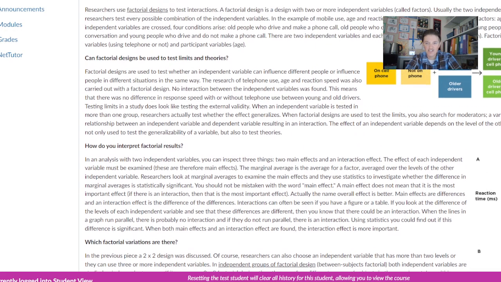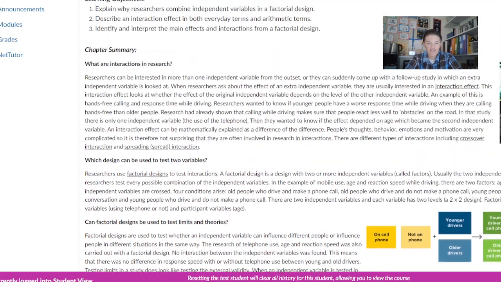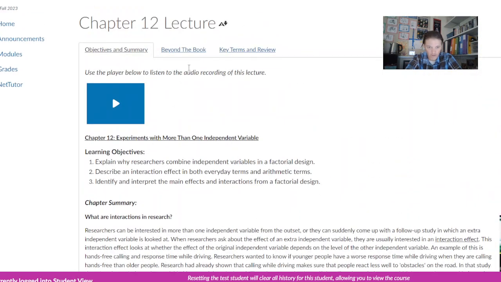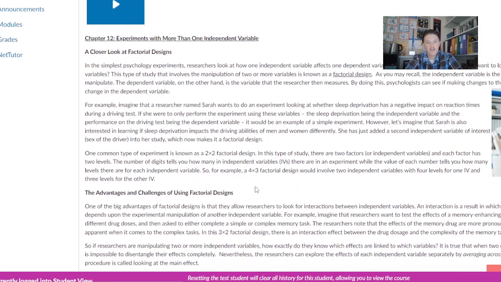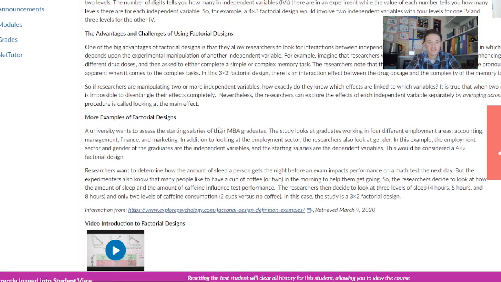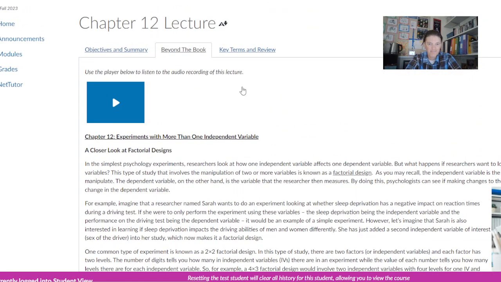And you can see we have different kinds of graphs and different levels here. So it's getting a little bit more complicated this week. But I gave you some information here. Make sure you read through all of this. Hopefully it's a little bit helpful. On the Beyond the Book page, I have a little bit of a closer look at factorial designs, some advantages and disadvantages, a little video kind of explaining them a little bit, which I hope will be helpful. I would definitely consider watching that.